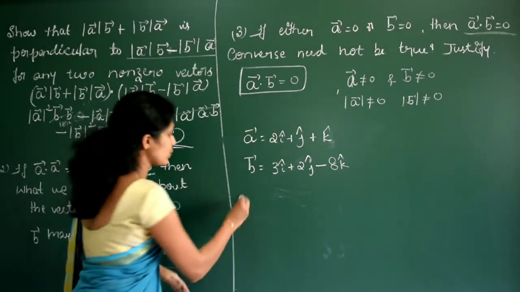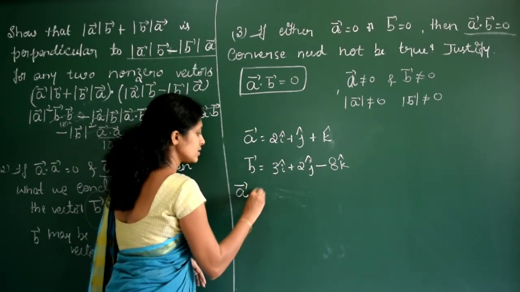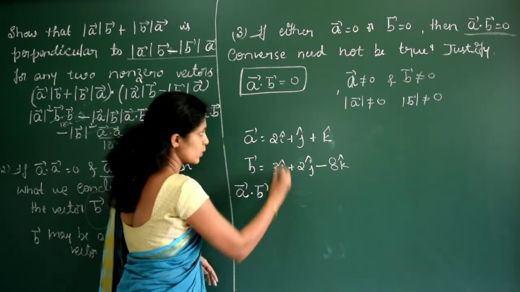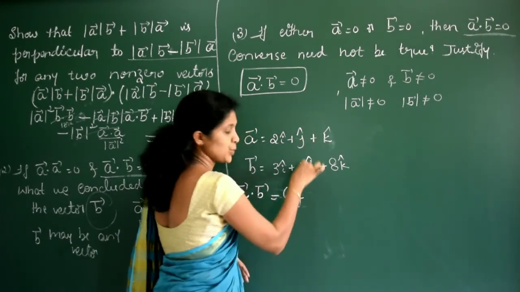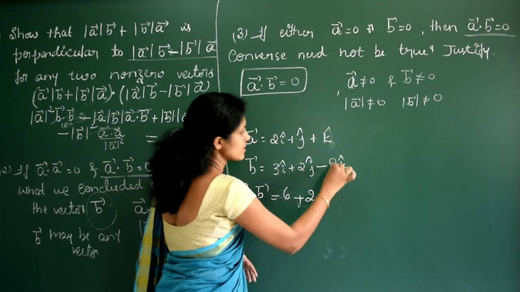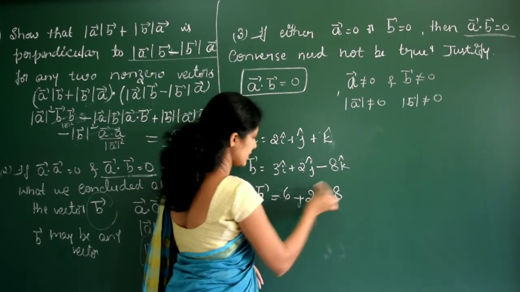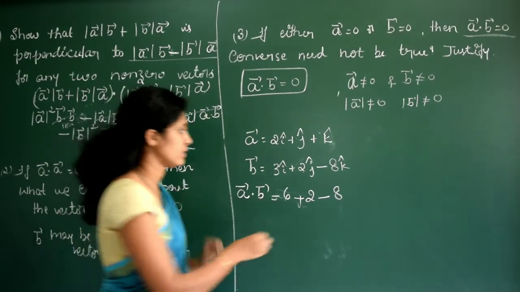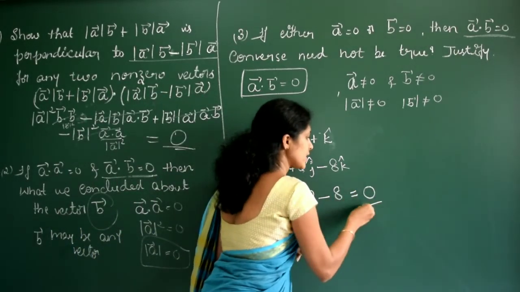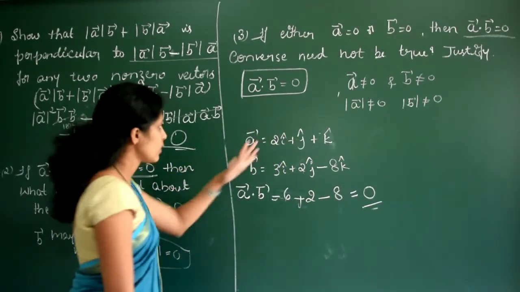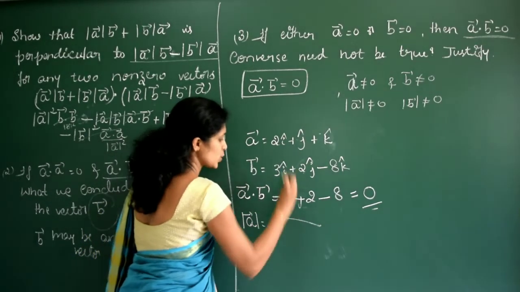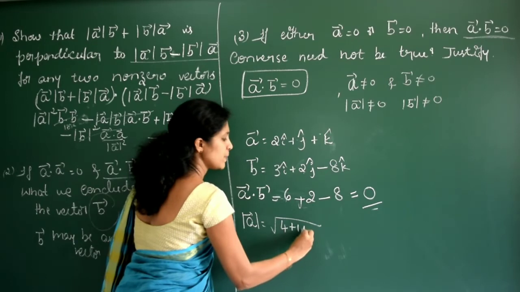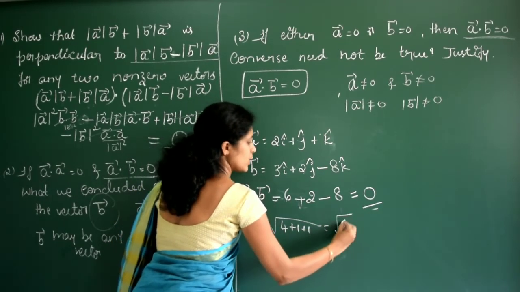Here if you find the dot product of this, a vector dot b vector is equal to 2 into 3 will be 6, plus 1 into 2 will be 2, minus 8 into 1 will be minus 8. 6 plus 2 is 8, minus 8 will be equal to 0. So a vector dot b vector is equal to 0. Now, what will be the magnitude of a vector? See here, root of 2 square is 4 plus 1 plus 1. So it will be root 6.